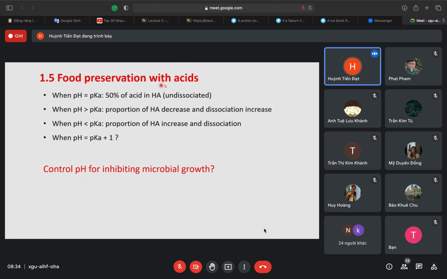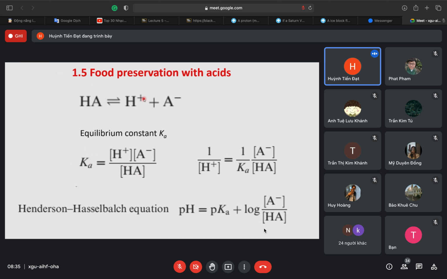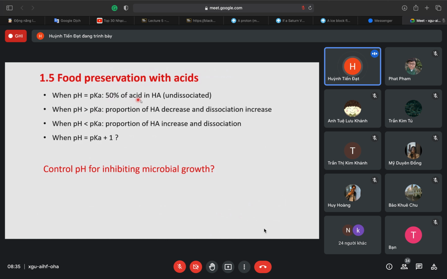So, food preservation with acids. When pH equals pKa, 50% is in acid form. So we come back here: this log should be 0, and 0 means the ratio equals 1. Then pH equals pKa, so 50% of them are in acid form and 50% in ions.